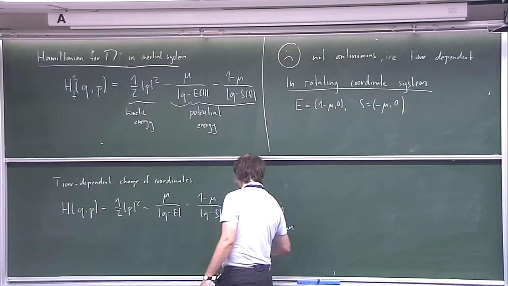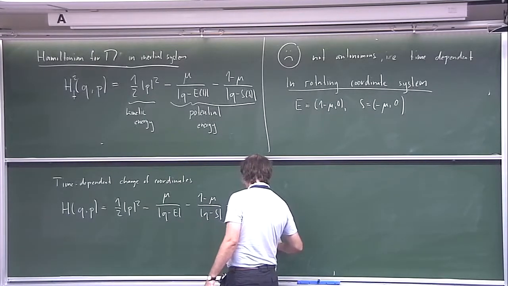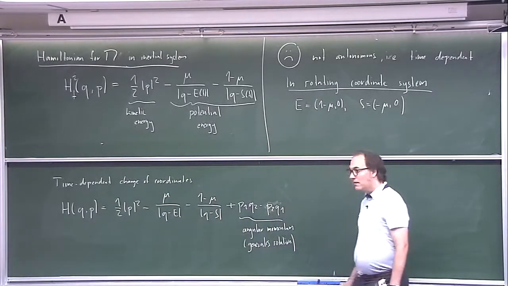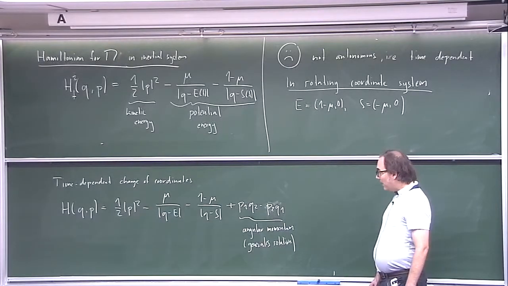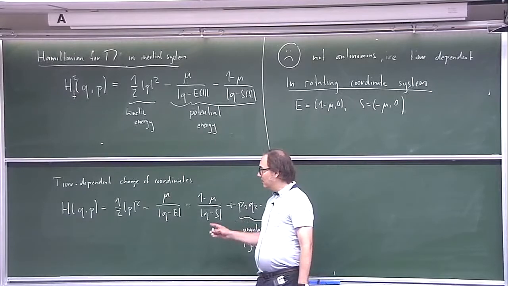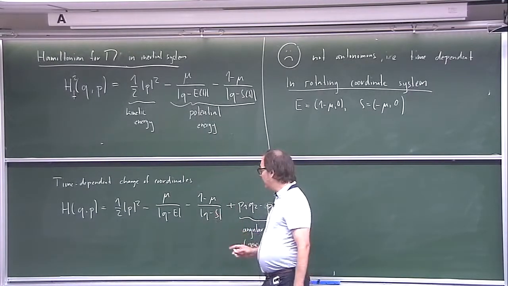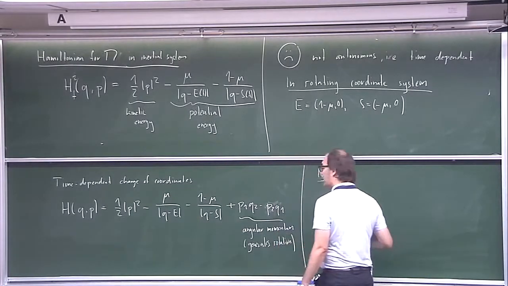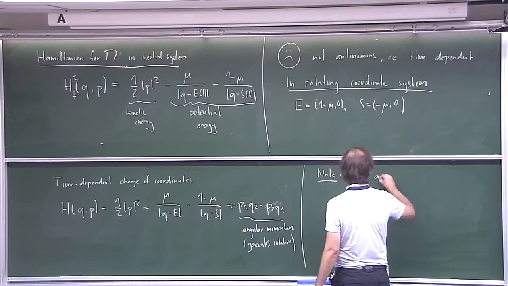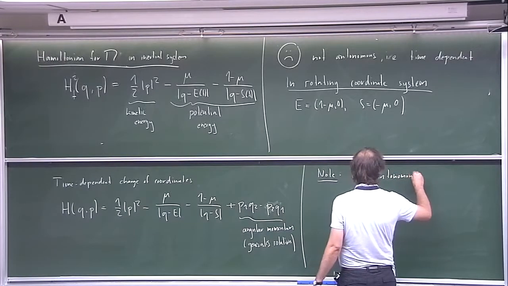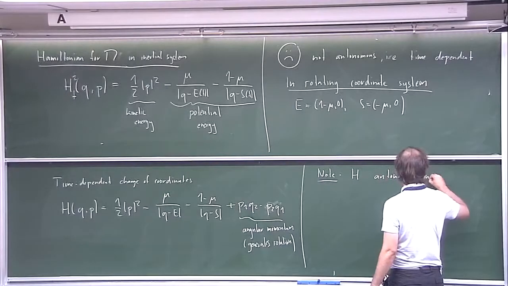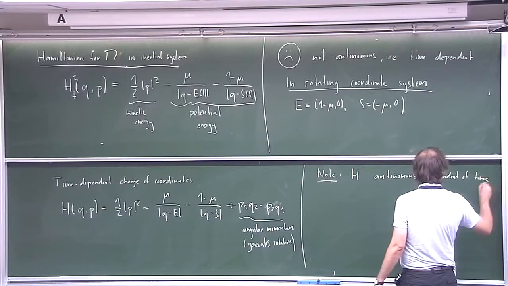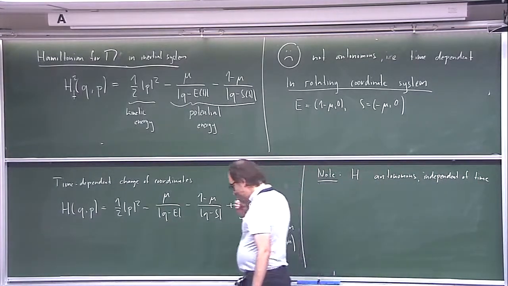This generates the rotation. So now, the good thing is that this is time independent. So note, H is autonomous, independent of time. And why is it so important that it's independent of time?